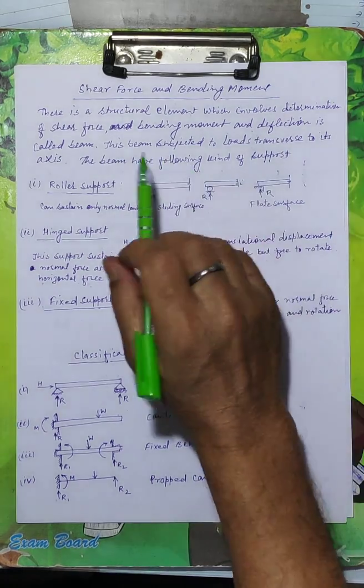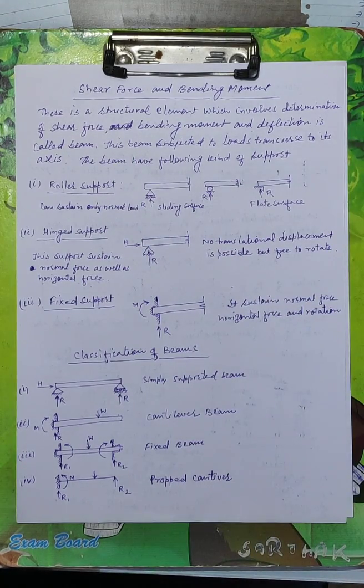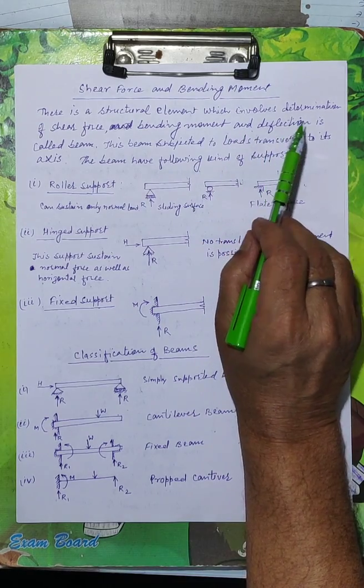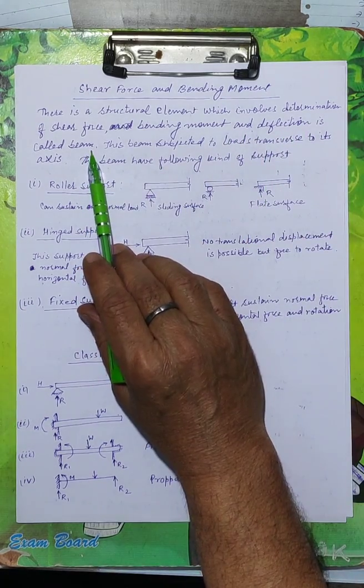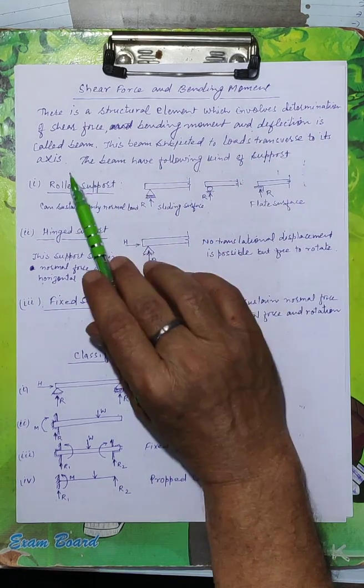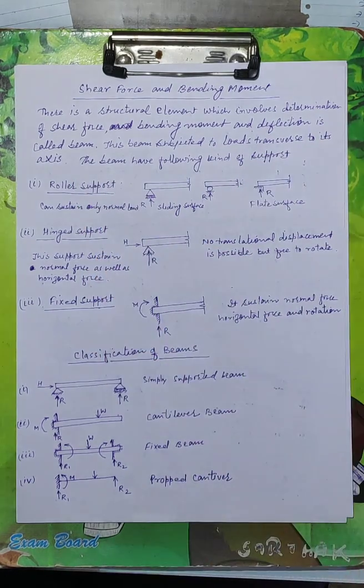See, there is a structural element. स्ट्रक्चर है, उसमें एक एलिमेंट होता है. There is a structural element which involves determination of shear force, bending moment and deflection is called beam. बीम बहुत इंपॉर्टेंट चीज होती है किसी भी स्ट्रक्चर में.